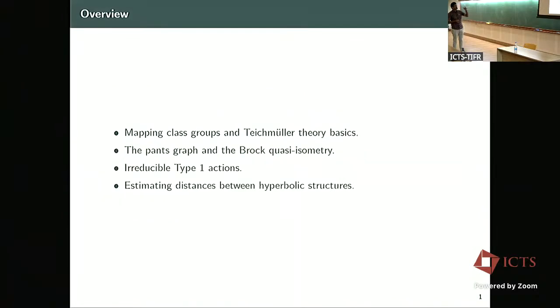Okay, so this is the overview of the talk. We'll review some mapping class groups and Teichmüller theory basics, and then I'll talk about the Pants graph and the Brock quasi-isometry, then a specific class of irreducible actions, cyclic actions on surfaces called type 1 irreducible actions, and how you estimate structures, hyperbolic structures that realize these actions as isometries.